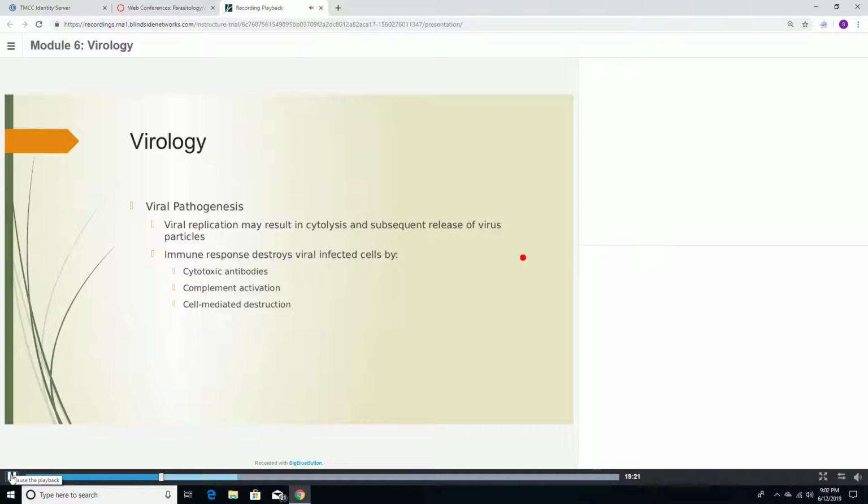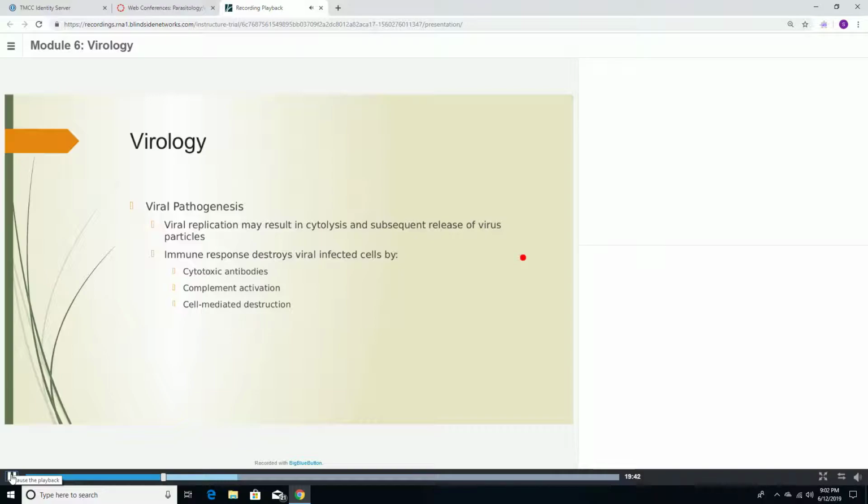Viral replication can result in cytolysis, so destroying of our cells. It could also lead to subsequent release of virus particles. It could also account for areas of tissue necrosis. So a virus can actually cause our tissue to start deteriorating or become necrotic and dying.